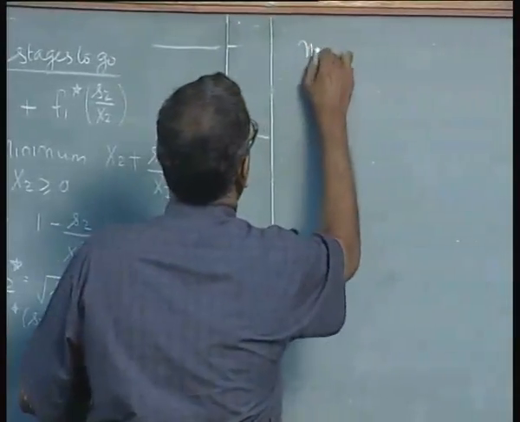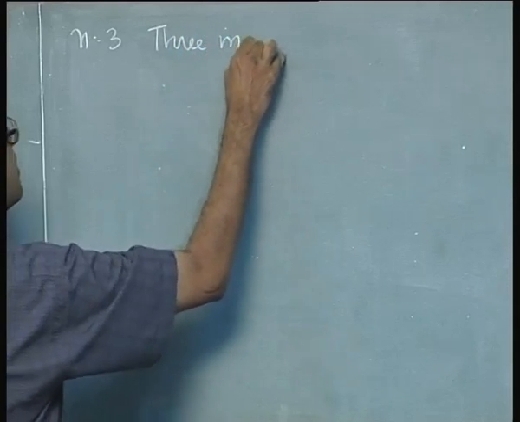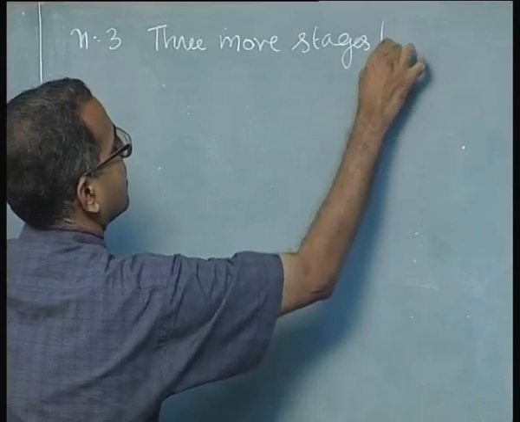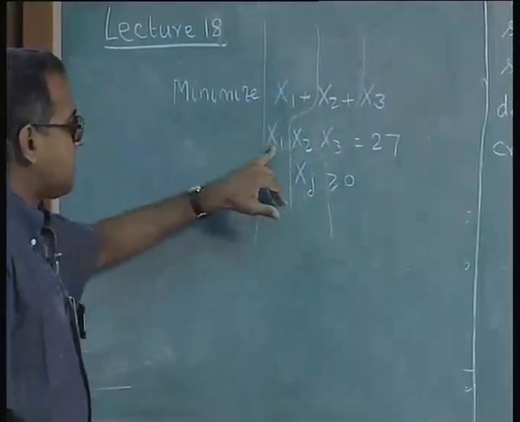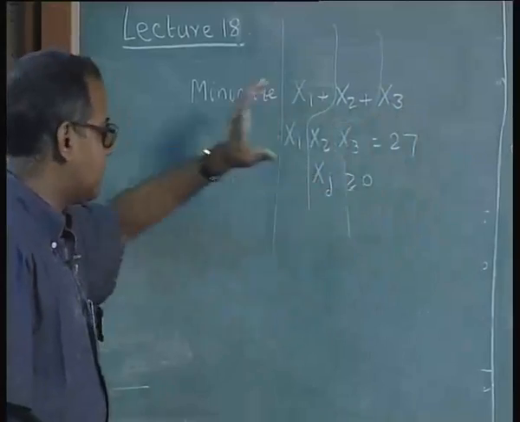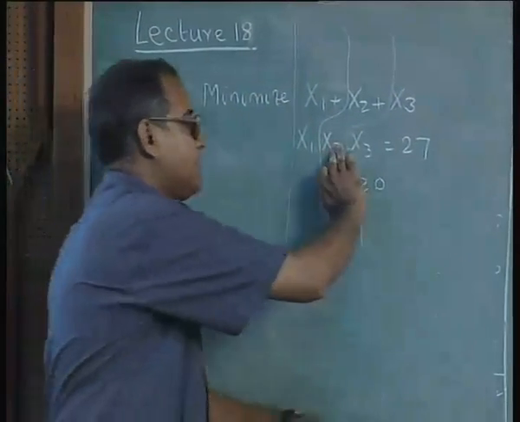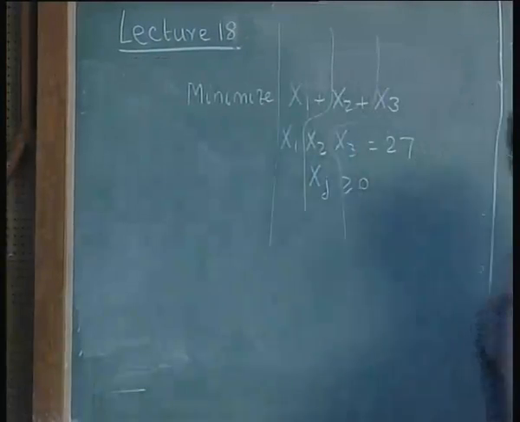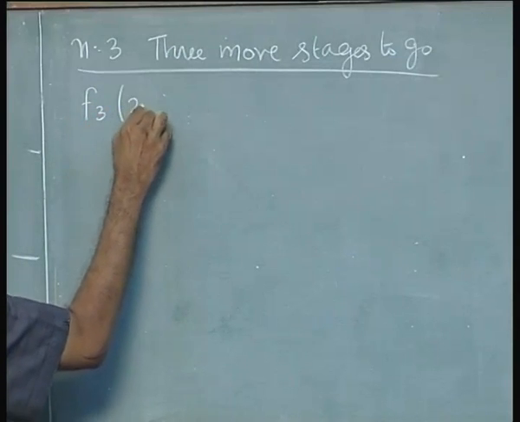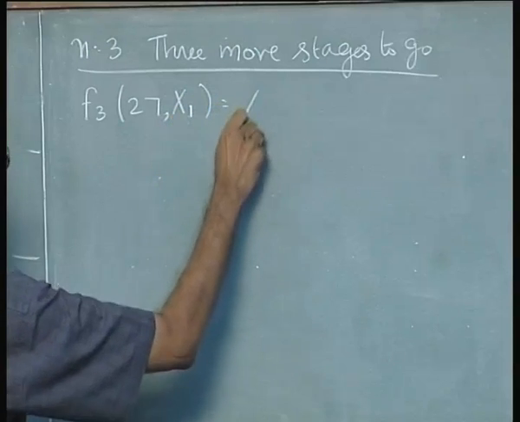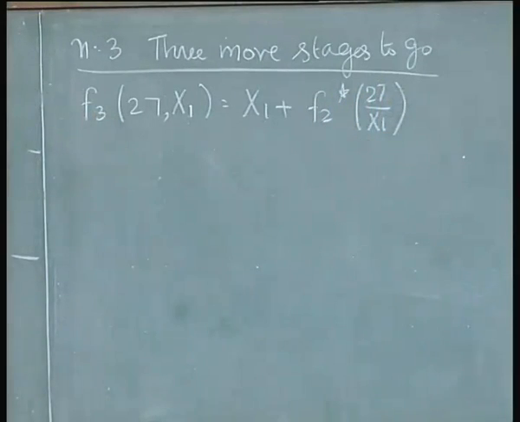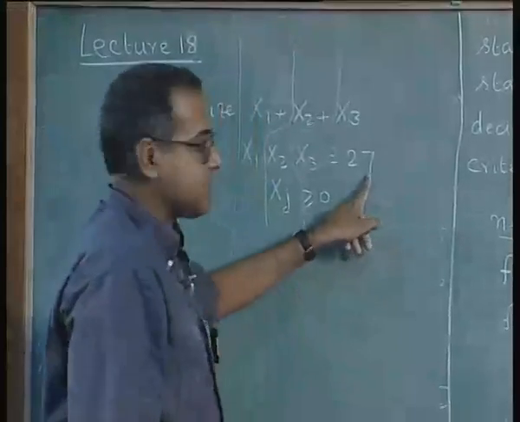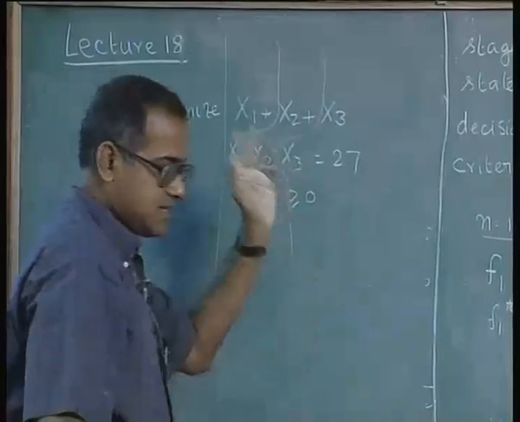Now we have n equal to 3, 3 more stages to go, which means we are making a decision for variable x1. So we are trying to solve x1 plus x2 plus x3 subject to x1 into S2 equal to 27. So something out of the 27 goes to x1, and because of the product form whatever is carried to x2 and x3 is 27 by x1. So we have F3, we start with 27 and we decide to allocate x1. This will be x1 plus F2 star of 27 by x1. That is because from this 27 we have given an x1 here. So whatever gets carried as S2 is 27 by x1.